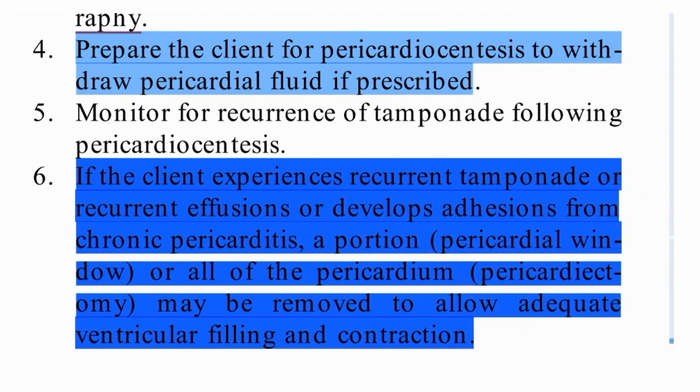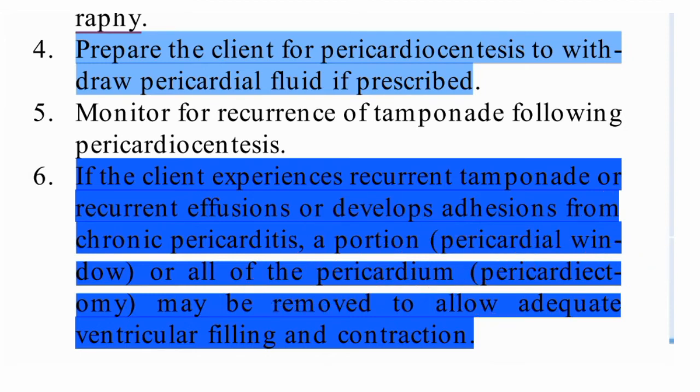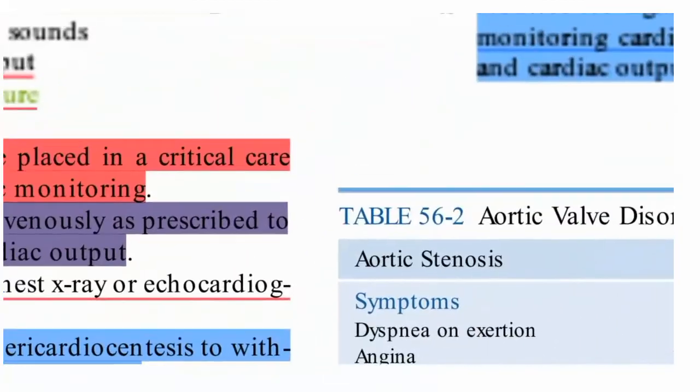So for the pericardial window, what we will do is make a small incision so that fluid can come out. So we can drain the fluid, and it will be helpful for ventricular filling and contraction. So that is called pericardial window, or removing all of the pericardium. If we are removing the full pericardium, that is pericardiectomy. If we are doing one portion or a small incision, that is pericardial window. Okay, so this we can do.